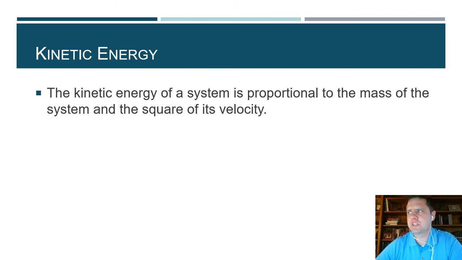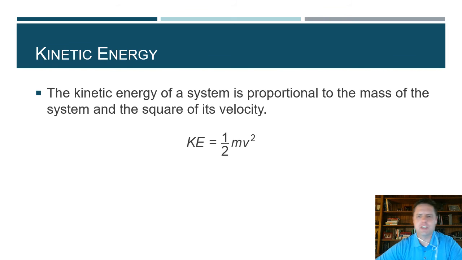The kinetic energy of a system is proportional to the mass of the system and the square of its velocity. This formula you've maybe seen before. It's more important in physics than it is in our class, but kinetic energy equals 1/2 mv squared. So the kinetic energy of a system is proportional to the mass times the square of the velocity, and then we divide that by 2. Again, that's a really important concept in physics, not so much something we're going to be dealing with a lot here in chemistry.